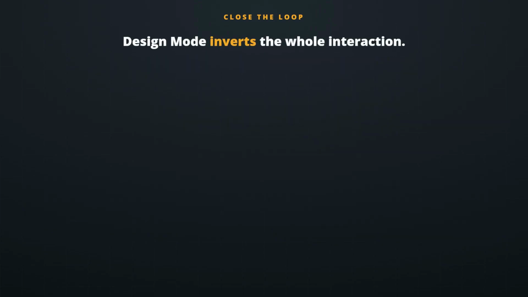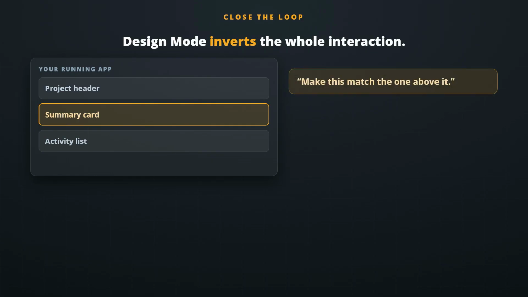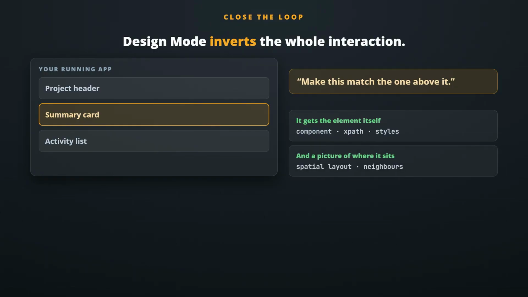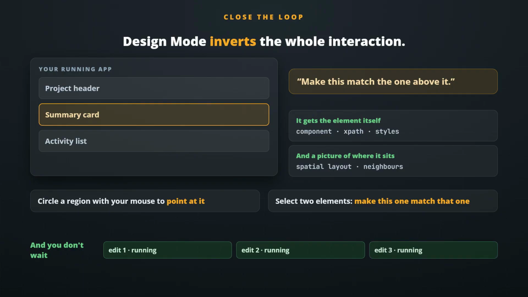Then there's design mode, which inverts the whole interaction. Click an element in your running app and just say what you want. The agent gets 2 things: the element's actual identity, its component, its styles, and a screenshot showing where it sits on the page. Circle a region with your mouse to point at it. Select 2 elements and say, make this one match that one. And you don't have to wait. Send an edit, notice the next thing, send that as well. They run in parallel.